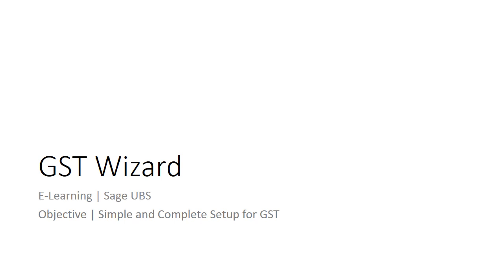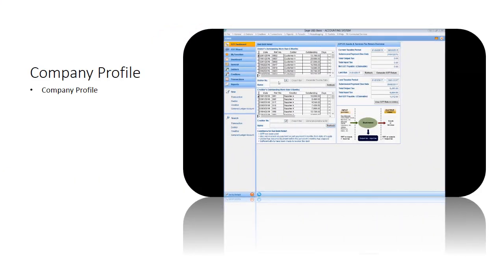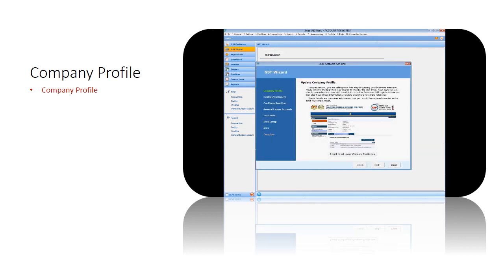Let's look into the GST Wizard now. You may access the GST Wizard from here. We always start off with the company profile to ensure the basic information is available. Starting from the basic company information such as name and address.